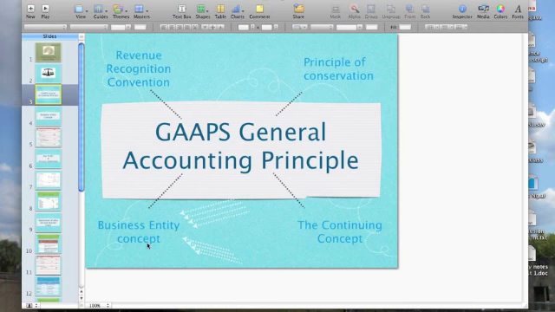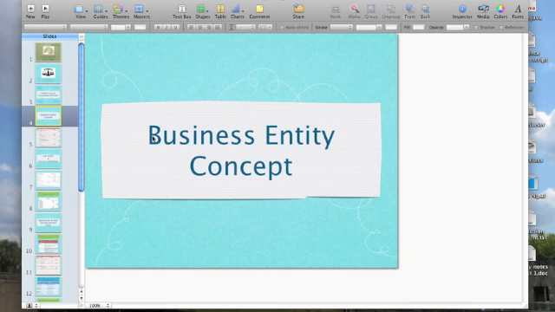Today we'll be looking at the business entity concept. This GAAP provides that the accounting for a business organization must be kept separate from the personal affairs of its owner, or from any other business or organization. Example, business accounts and your family accounts must be kept separate.